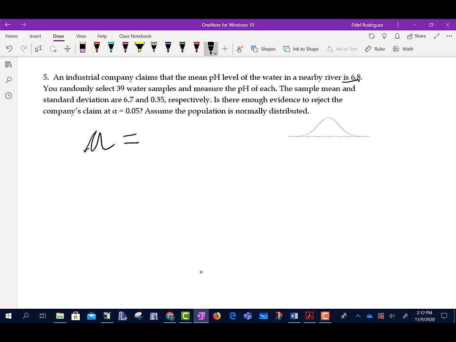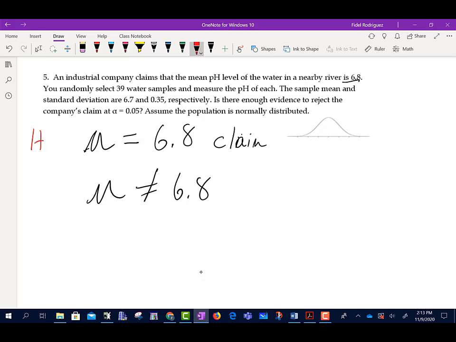They're telling me that mu is 6.8. This here is my claim. So what is the opposite of saying something is equal to 6.8? Saying it's not equal to 6.8. So now the next thing is this here is my null, and this here is my alternate.